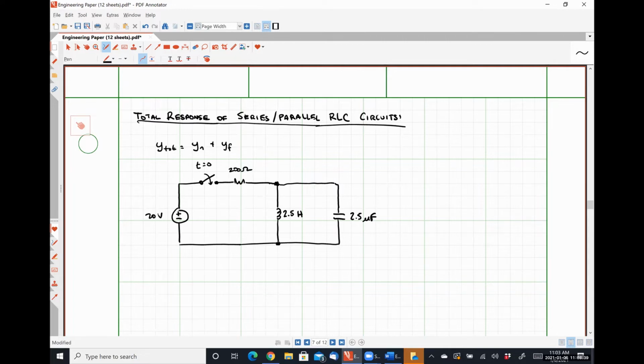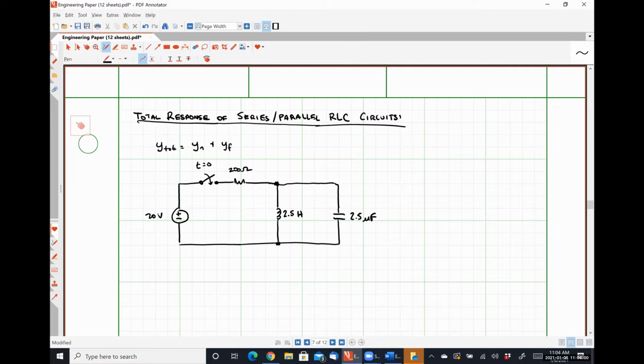So the first thing that we're going to need to do with any of these circuits is always to calculate alpha and omega naught. So the first question is then, is this a series RLC circuit or a parallel RLC circuit? So this is going to be a parallel RLC circuit, okay?